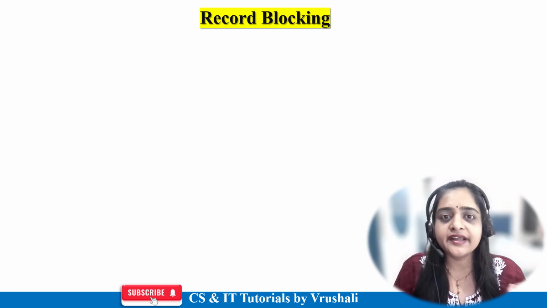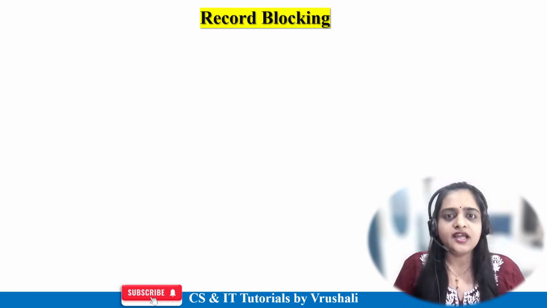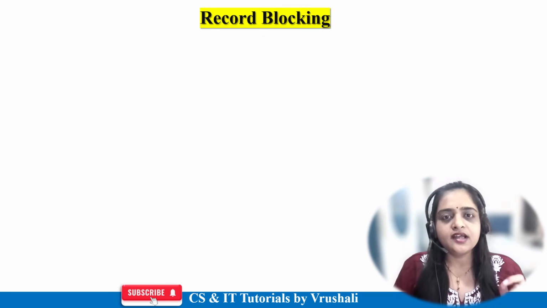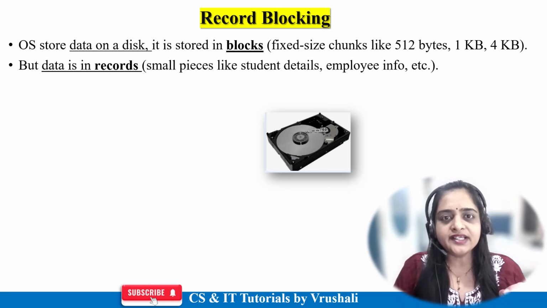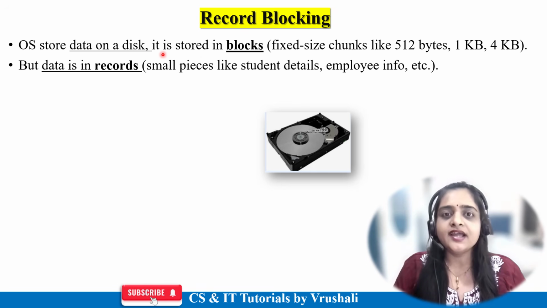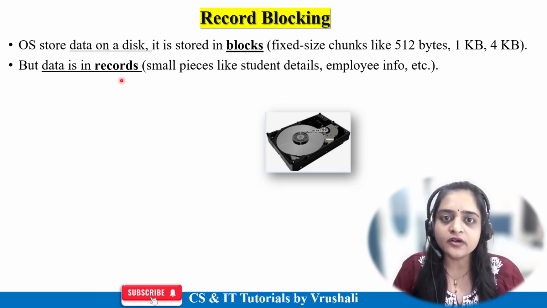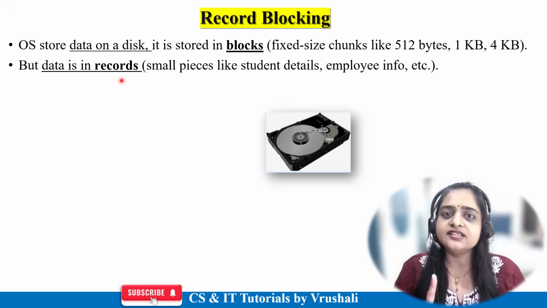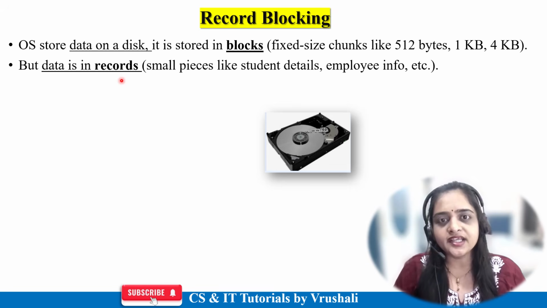The next point is record blocking in operating system. From your exam point of view, this is one of the most important questions. As we discussed earlier, the operating system stores all the data on the hard disk in your system, right? And hard disks have fixed size blocks or sectors like 512 bytes, 1 KB, 4 KB. But our data is in record format, like small pieces of information such as student ID, student address, employee name, employee job description in this way.